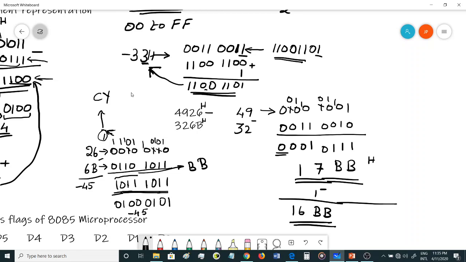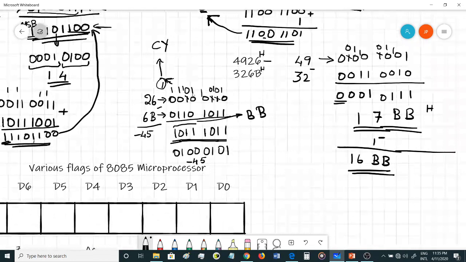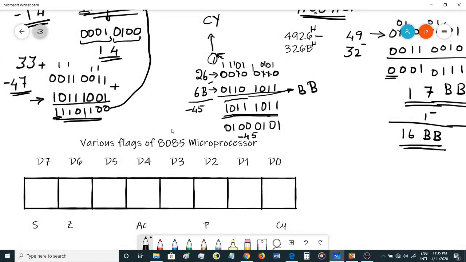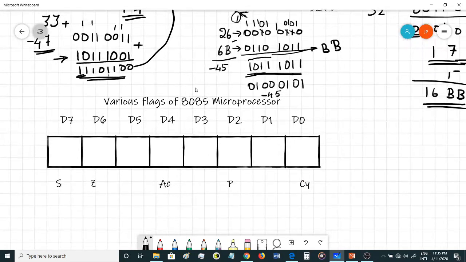So this is a positive number. In case you would have stopped at this point, the result would have been different, but here the result is different. That is the advantage of using 2's complement form. Both the ways you will get the actual result, the right result. So that is the major advantage of using 2's complement form in 8085 or in any other processor.